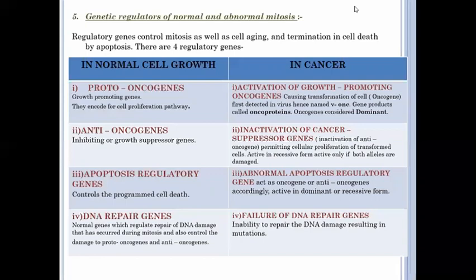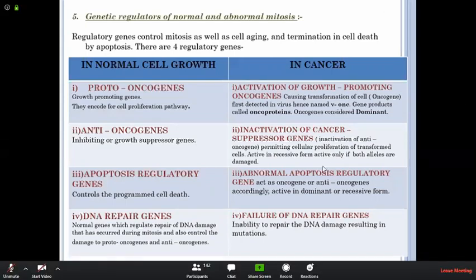The second regulatory gene is anti-oncogenes. It is an inhibiting or growth suppression gene. So when there is initiation operation, it will be inhibited by the anti-oncogenes. The third one is apoptosis regulatory genes. They will control the programmed cell death. So if it is lost, they will produce the immortal cell, and further it will produce the malignancy.